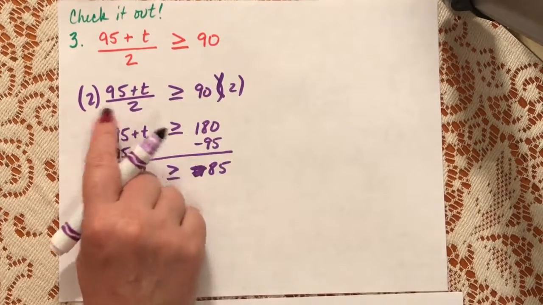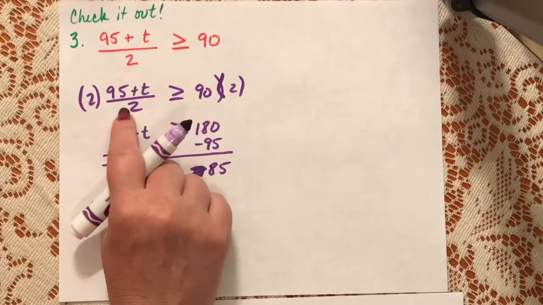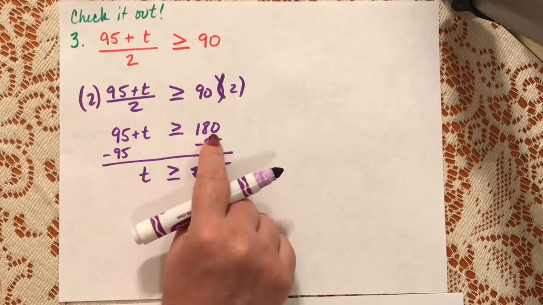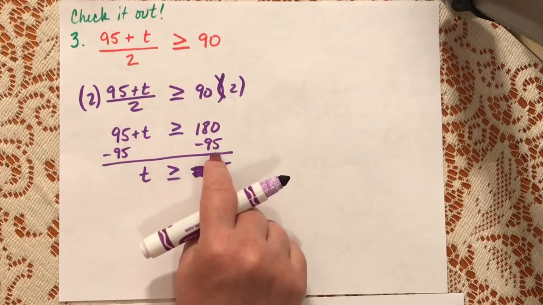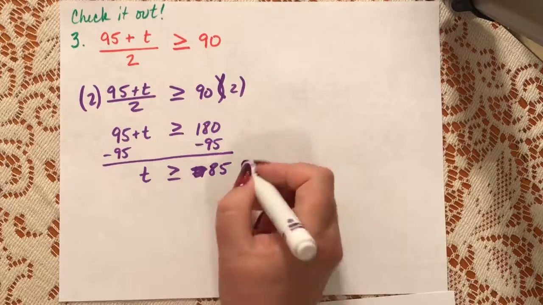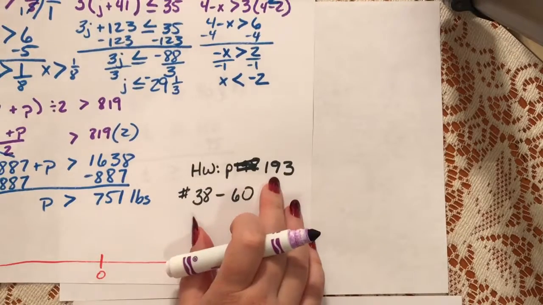So the first thing we're going to do is multiply both sides by 2 so that we get rid of this fraction, and we are left with 95 plus t is greater than or equal to 180. We're going to subtract 95 from both sides, and t, the test score, has to be greater than or equal to 85 points.